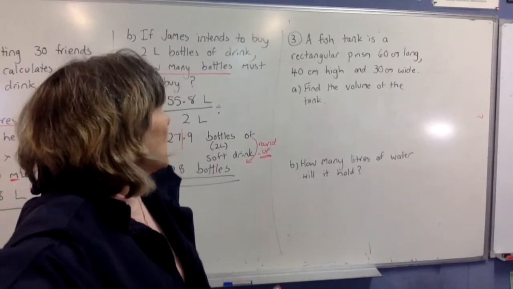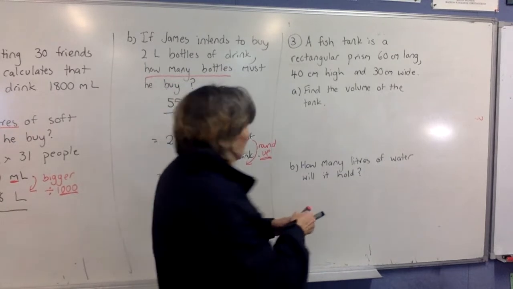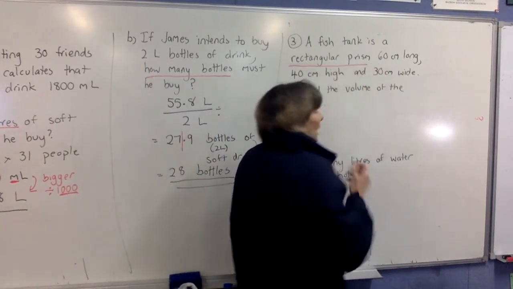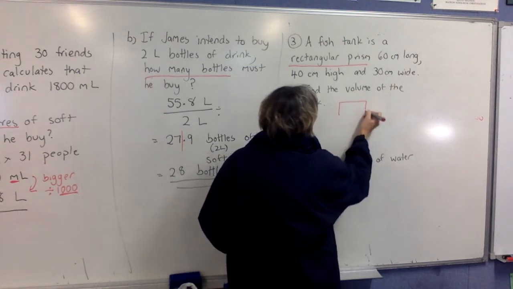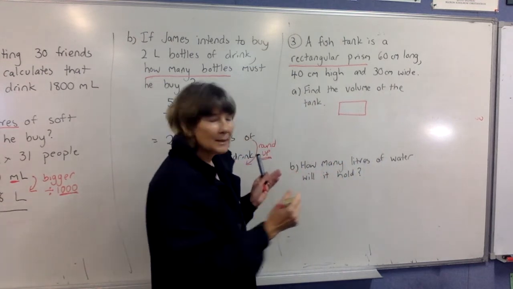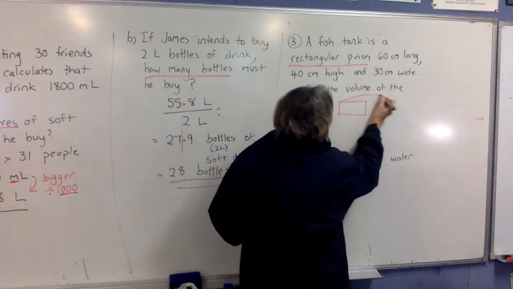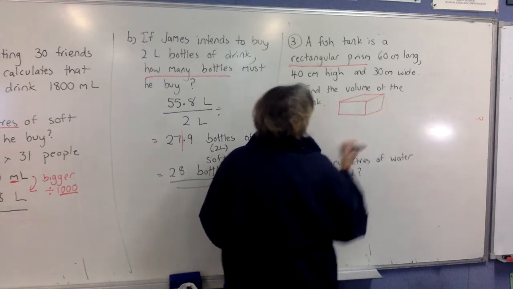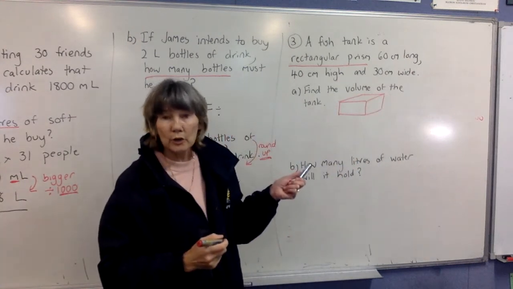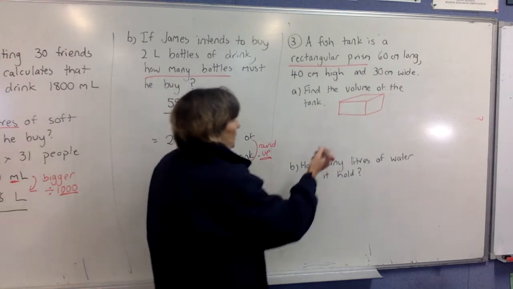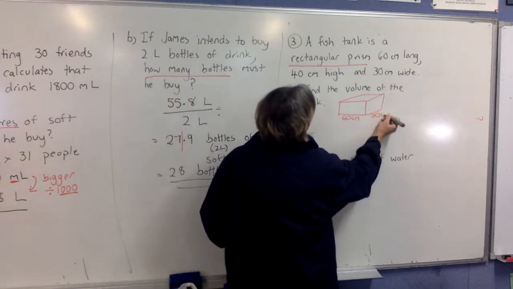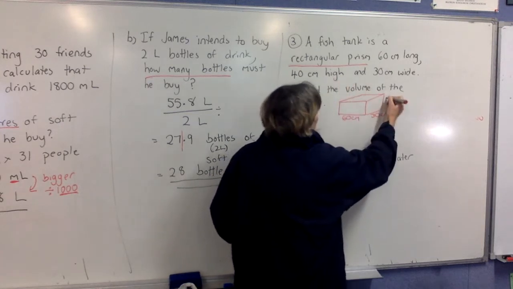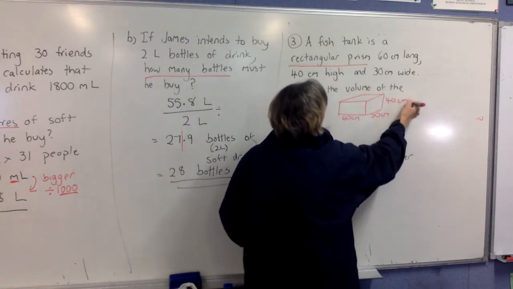So a fish tank is a rectangular prism. Now when they tell you a shape, you should try and draw it if you can. Okay, so we know it's got a rectangular base. We're making it into a prism. Okay, and they've told you the dimensions here. All right, so it's going to be 60 centimetres long, 30 centimetres wide, and 40 centimetres high. So that's our fish tank.